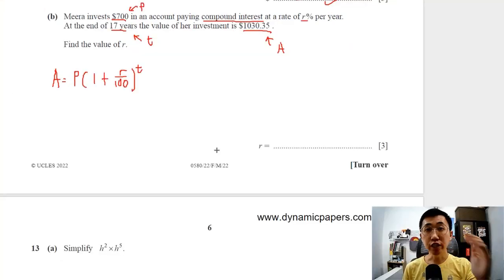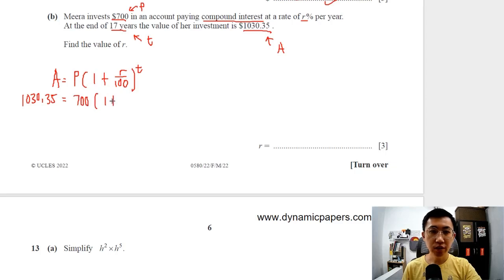Question B, when you read the question, you have the keyword compound interest. Immediately write out your compound interest formula. Okay, so let's fill out whatever we have. 1030.35 is A. Principal amount is 700. Fill up. Interest rate we don't know, fill up as R because the question says R as the interest rate. Time, your exponent is actually 17. So fill up this, you get 1 mark.